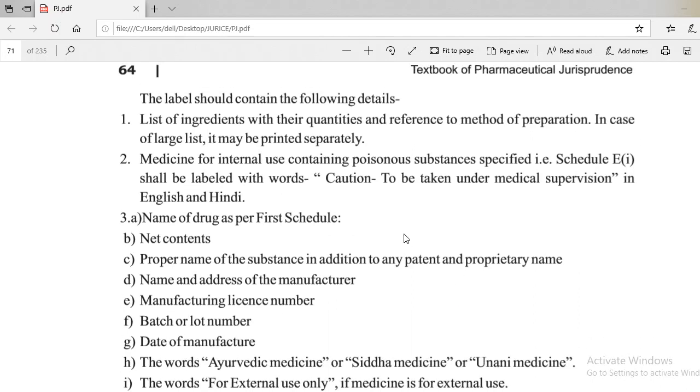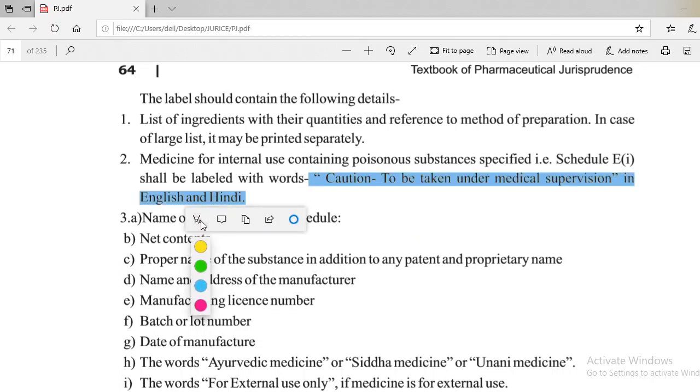The label should contain the following details: a list of ingredients with their quantities, which is very similar to allopathic drugs. In case of a large list, it may be printed separately. But generally, all the contents present in that particular formulation or preparation are given on that container. Medicine for internal use containing poisonous substance specified in Schedule E1 shall be labeled with the words caution to be taken under medical supervision in English or in Hindi.